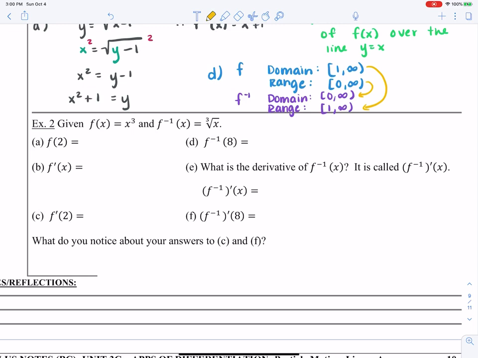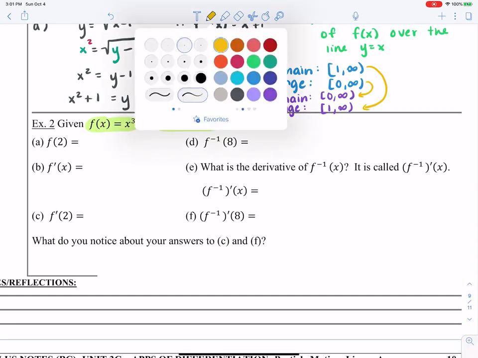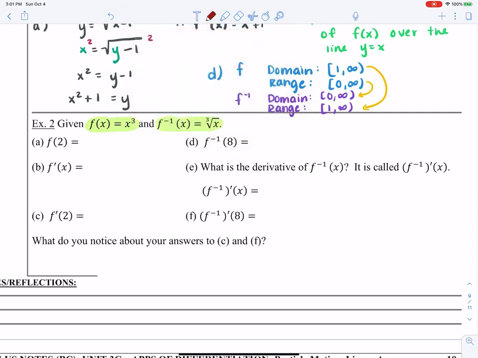So we're going to do a little bit of an exploratory exercise here. So we know that a function, x cubed, has an inverse of cube root of x. We know that, okay? So let's start by finding f of 2. So f of 2 would be 2 to the third power, or 8, okay? And I could also find the derivative of f of x, which would give me 3x squared. And I could find f prime of 2 by going 3 times 2 squared and get 12. Okay?